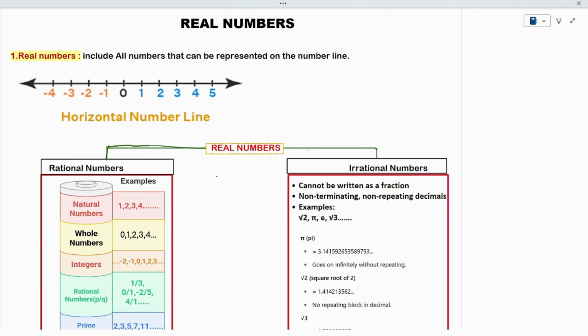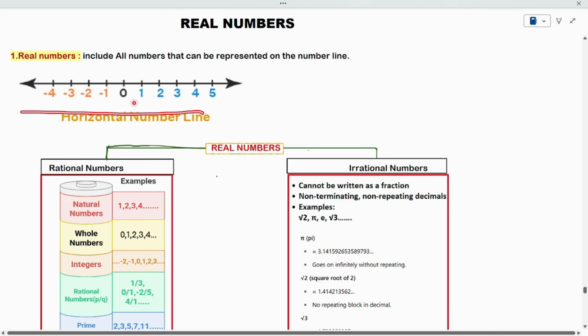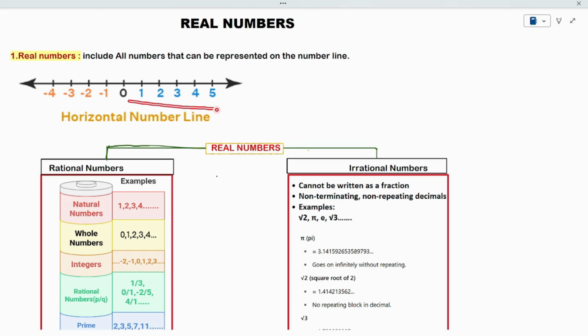Real numbers. What are real numbers? Simply, by the definition, the real numbers are all the numbers that can be represented on the number line. This is the number line. In this number line, we have some positive numbers on the right side and negative numbers on the left side. In the middle, we have 0, which is a neutral number. Observe here the numbers -4, -3, -2, -1, 1, 2, 3, 4, 5 and so on. All the numbers are represented on the number line, so I can call them real numbers.